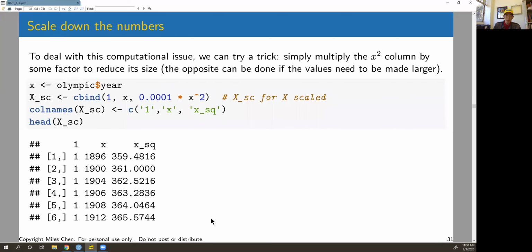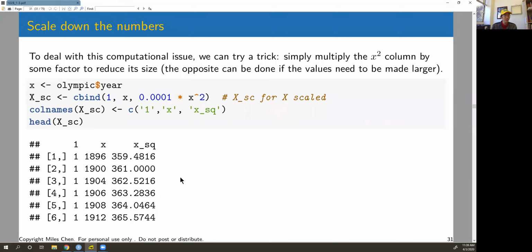So one thing we can do, one workaround, is we can just say, well, you know what, I don't have to work in terms of 3,610,000. What if I just multiply everything by 0.0001? Okay, this is just an arbitrary scaling factor I've decided to use on this x squared term. So rather than 3,600,000, that has been reduced to 361. Okay, and so I called this matrix X scaled, X underscore sc for X scaled, to just indicate that I've taken the third column and I've scaled it to be something much smaller, okay?